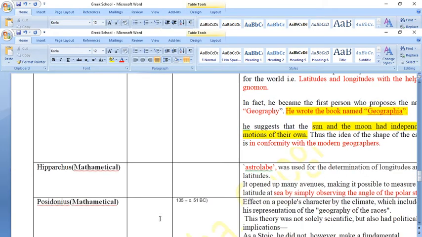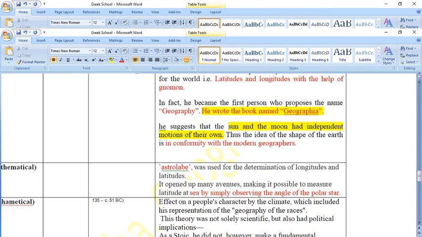Then Hipparchus was also a mathematical geographer. Hipparchus invented an instrument, the astrolabe. The astrolabe is the first instrument. Then they entered into the era of instrumentation. The astrolabe is the first instrument that measured latitude and longitude with precision. He was the first person who measured longitude and latitude by observing the angle of the polar star.